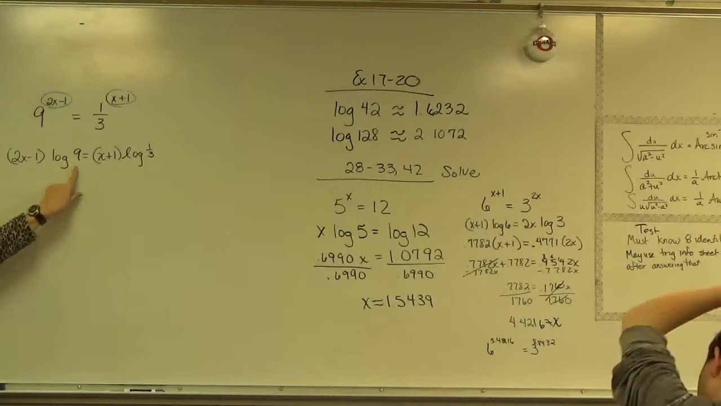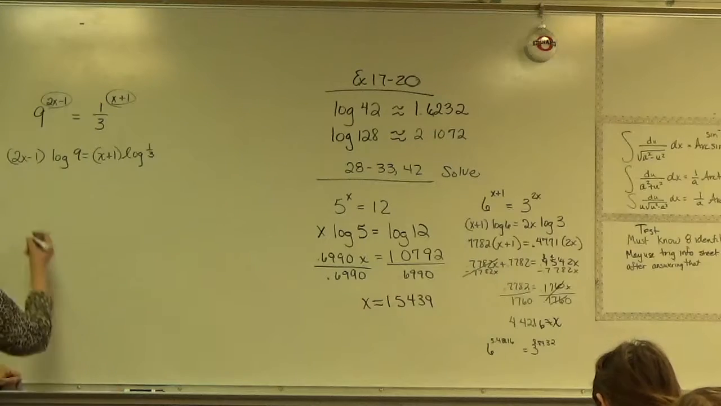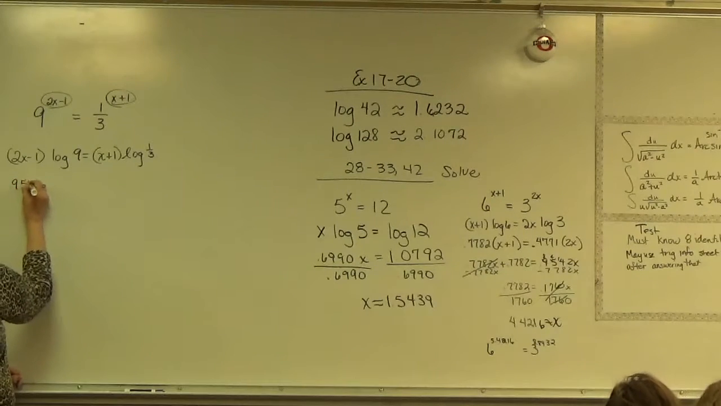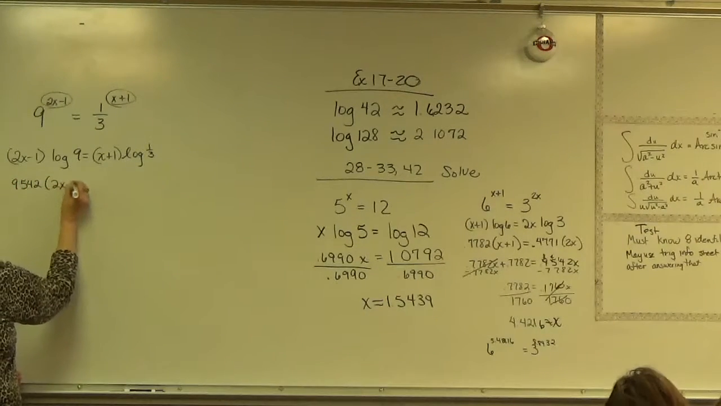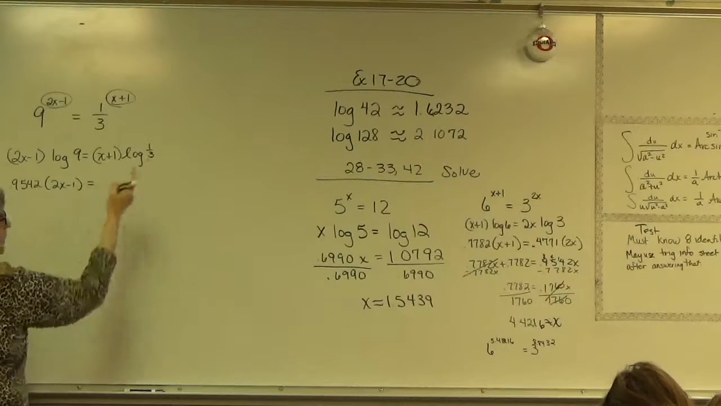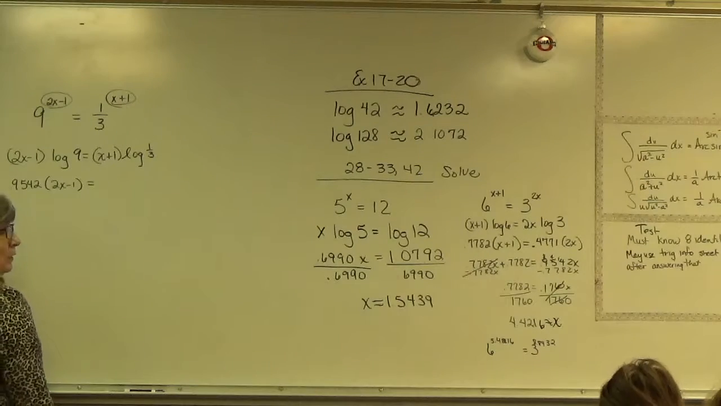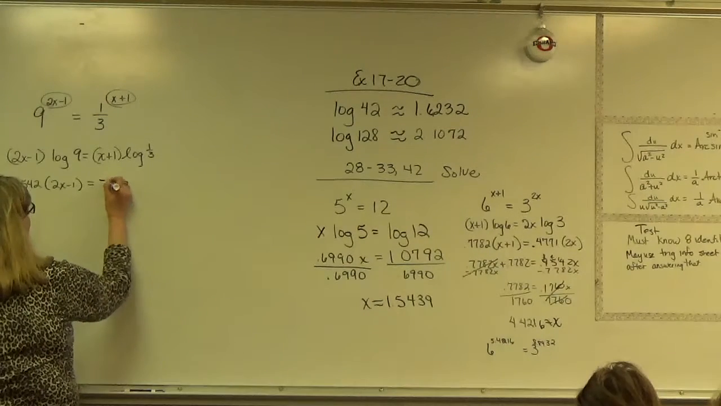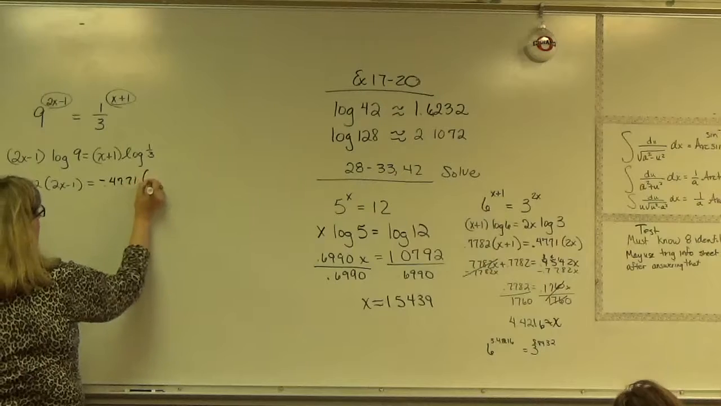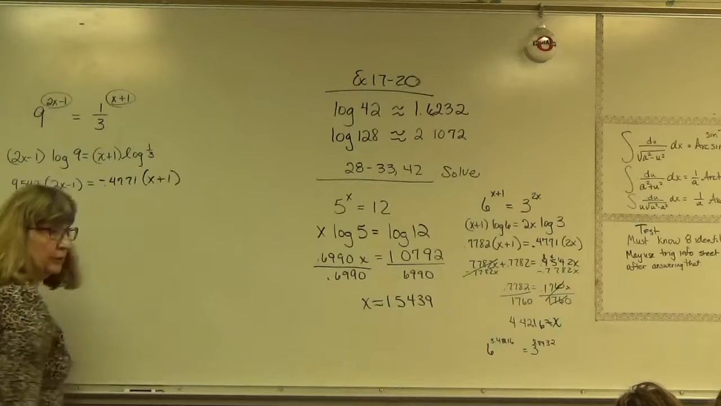Okay, somebody tell me the log of 9. 0.9542. Times 2x minus 1, and somebody tell me the log of 1/3. Negative 0.4771. Anybody else? We agree?